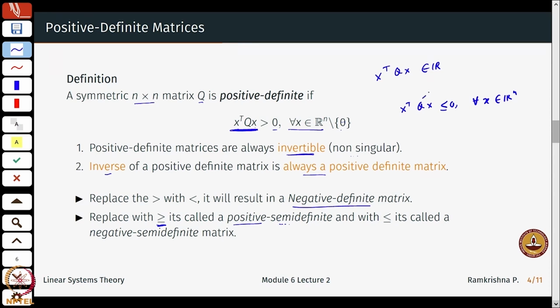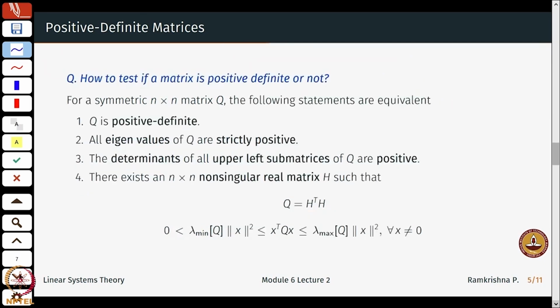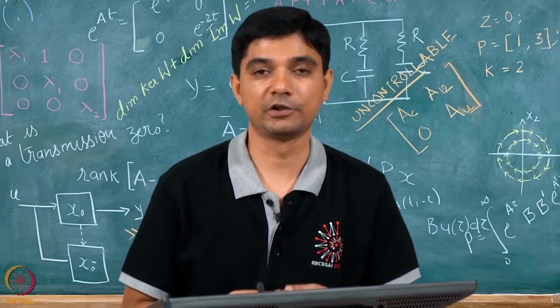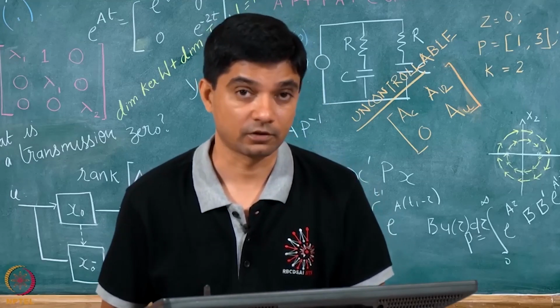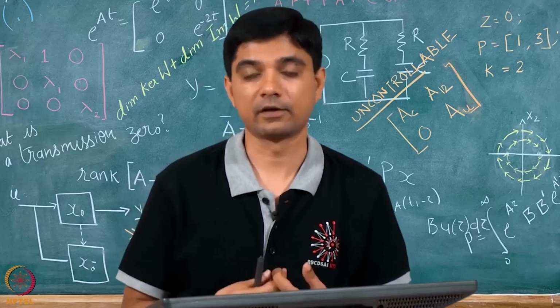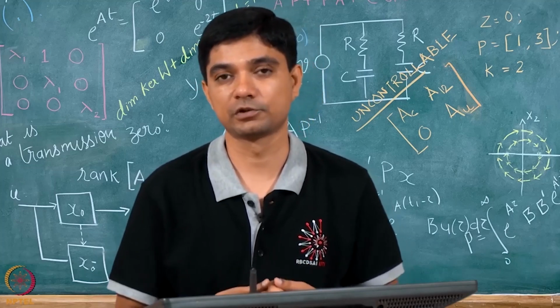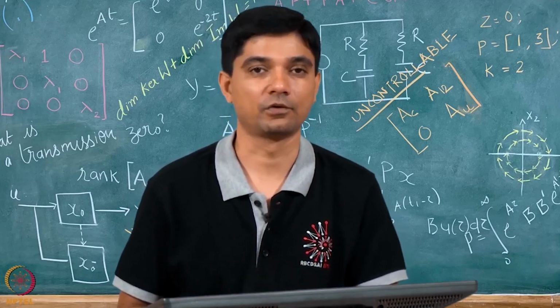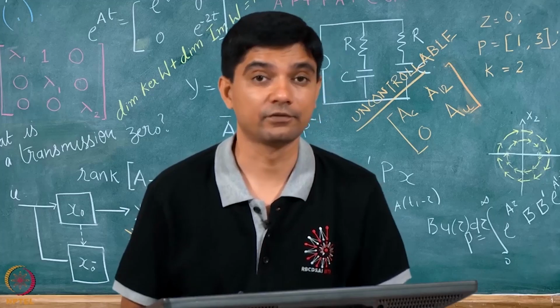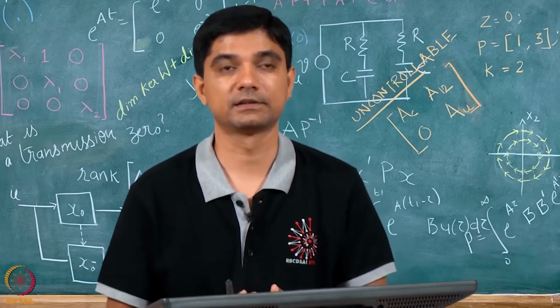So I am just talking of the properties of this Q matrix: positive definite, negative definite, positive semi definite, and negative semi definite. Now, how do we check computationally if the given square matrix Q is positive definite or not? I cannot compute x transpose Q x for all x in R^n, that will take infinitely long, but I will see if there are alternative methods of doing that. That is what is in the next slide.